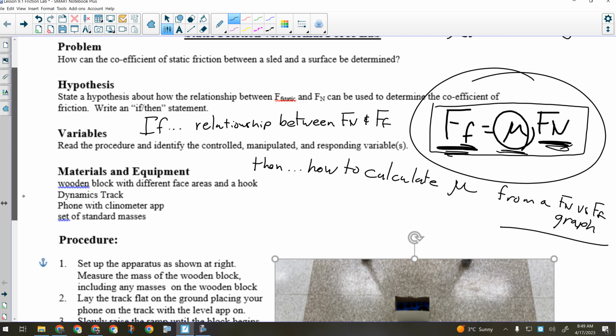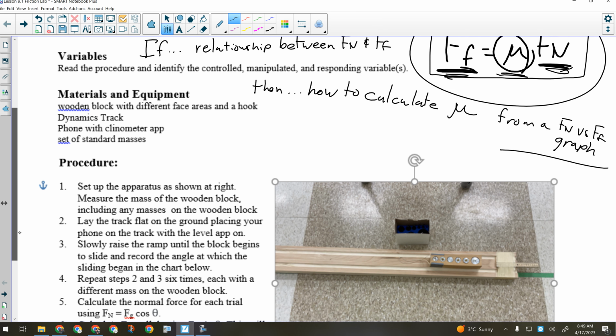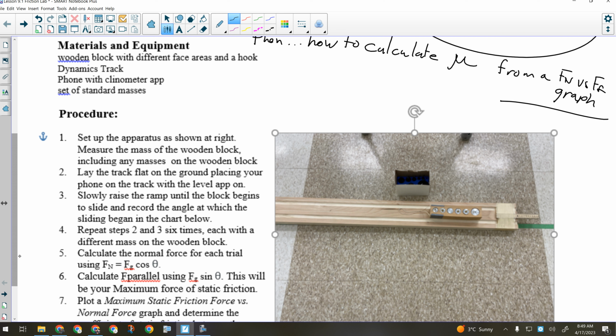Okay, so you are going to do, in this experiment, 6 trials, right? And those 6 trials are all going to involve a different normal force. A different normal force that is being provided by a different amount of mass inside the mass box. So your first trial is going to be just the box and the plastic tray inside. Okay, that will be your first trial.